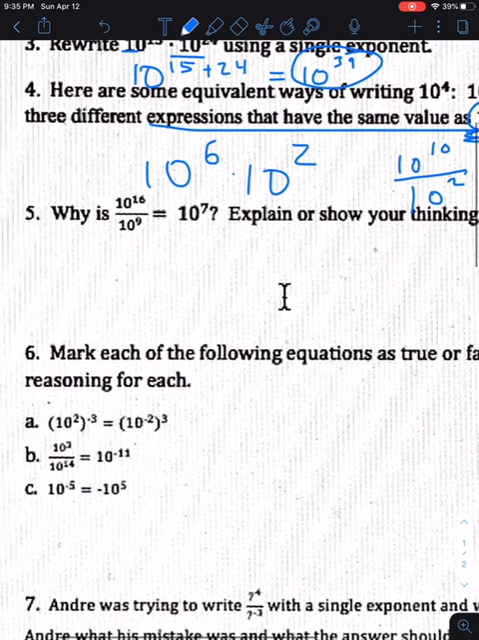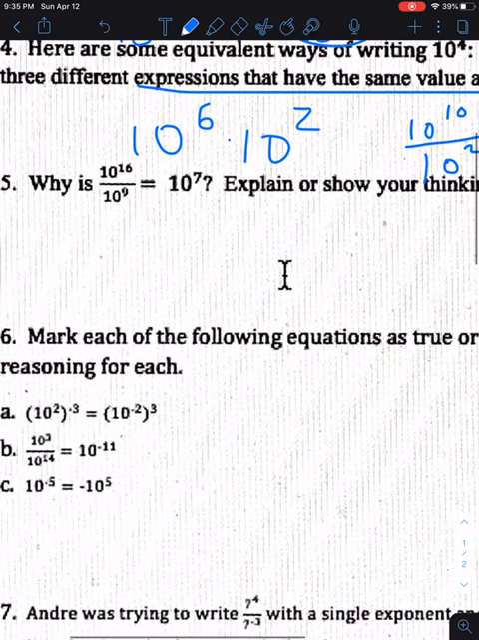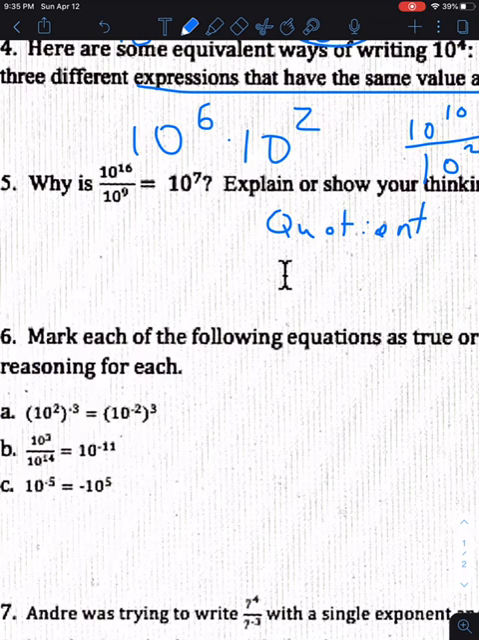So let's look at number 5. Why is 10 to the 16th divided by 10 to the 9th equal to 10 to the 7th? Explain or show your thinking. Well, first of all, we have to use the quotient rule. That would be the first part of your explanation, explaining the correct rule to use.